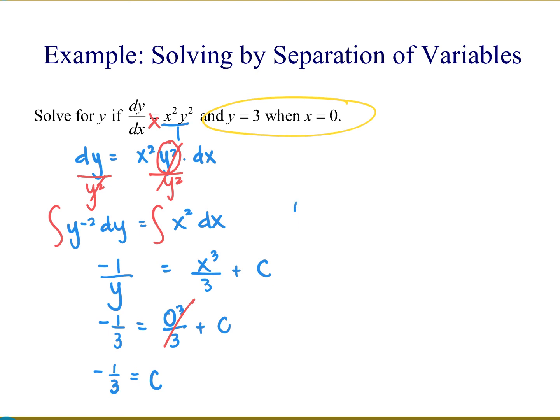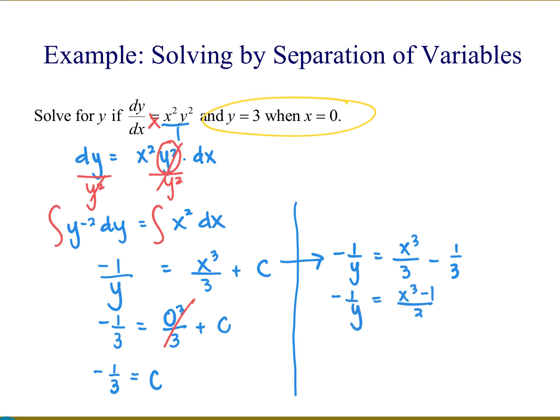All right, let's finish it up. I'm going to draw my dividing line for my work. I'm going to start from this line here, and I'll have -1 over y equals x to the 3rd over 3 minus 1/3. Now I want to get y by itself. Okay, I want to get y by itself. Well, do you notice that we have a common denominator of 3? So we're going to write this as x cubed minus 1 over 3.